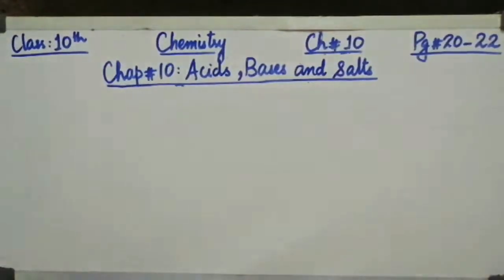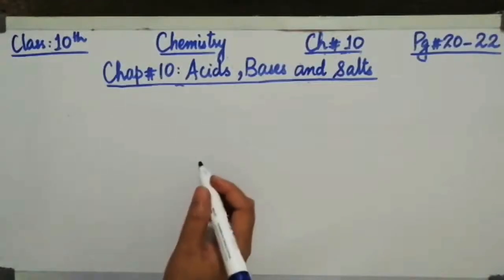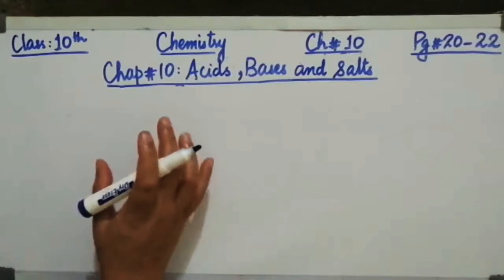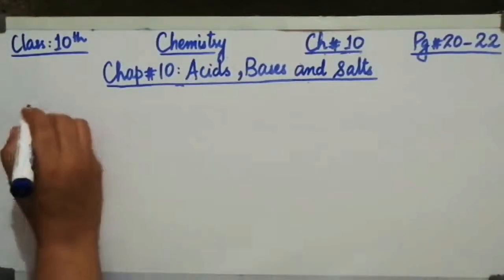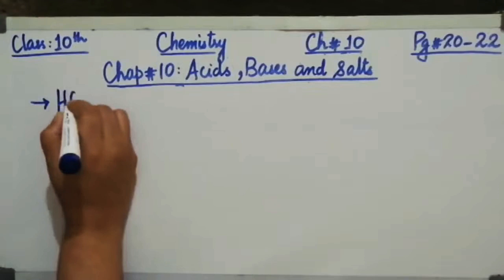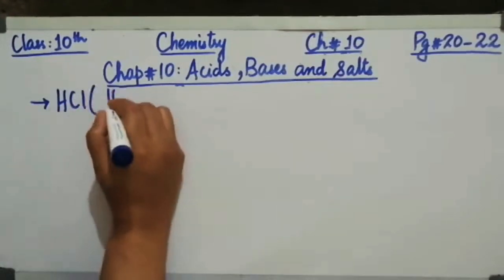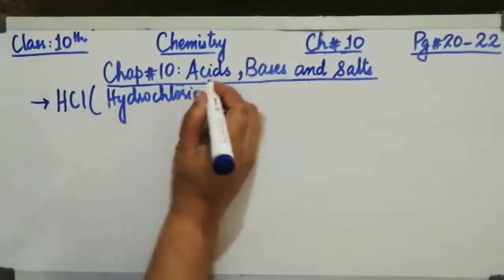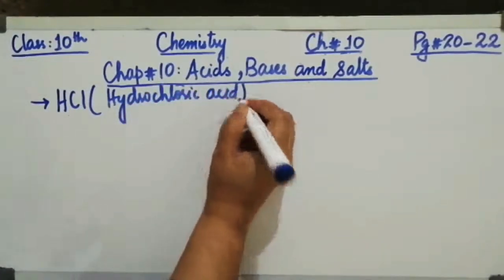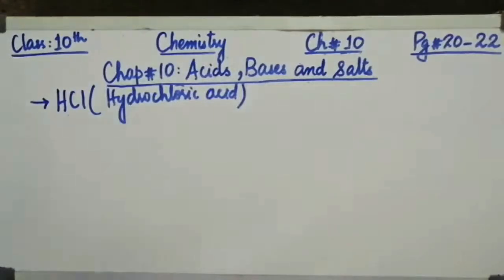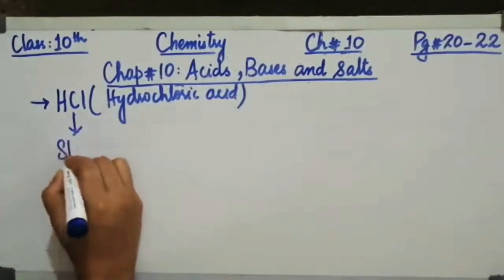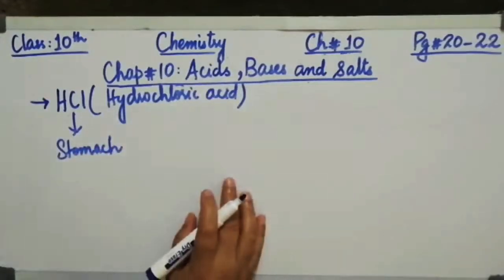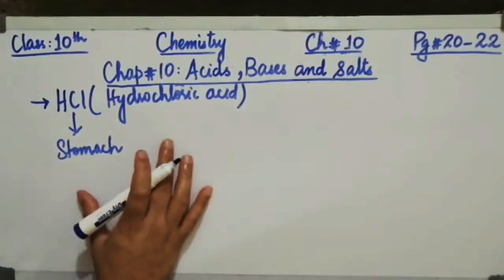After this brief introduction of acid and bases, we also know that all of us have a little concentration or amount of hydrochloric acid in our body. Which acid is present in our body? Hydrochloric acid. This acid is actually present in our stomach. This acid hamare mede mein paya jata hai. Where? What is the function of this hydrochloric acid?